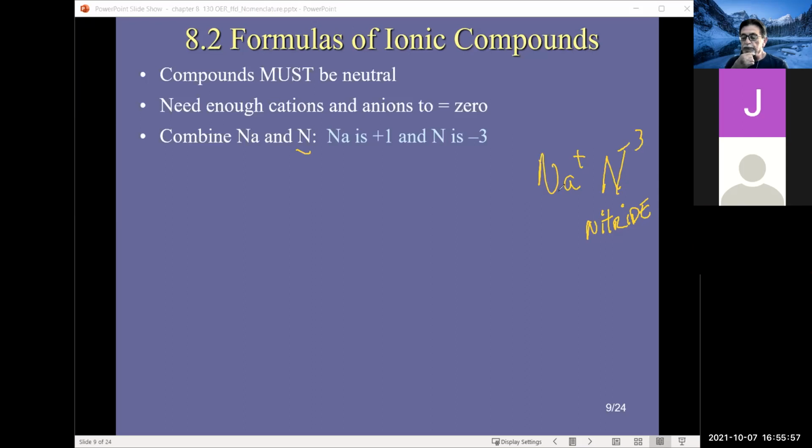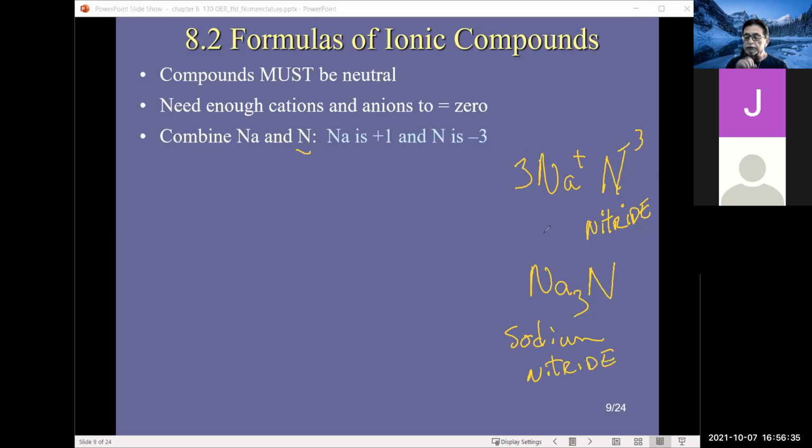So we got a +1 for the sodium, -3 for the nitride. We need 3 sodium ions to balance the -3 of the nitride. So that 3 that I put in front of the sodium ion becomes the subscript for the formula as we put it together. So it becomes Na subscript 3, and the name written will be sodium, and the metal doesn't change, nitride.